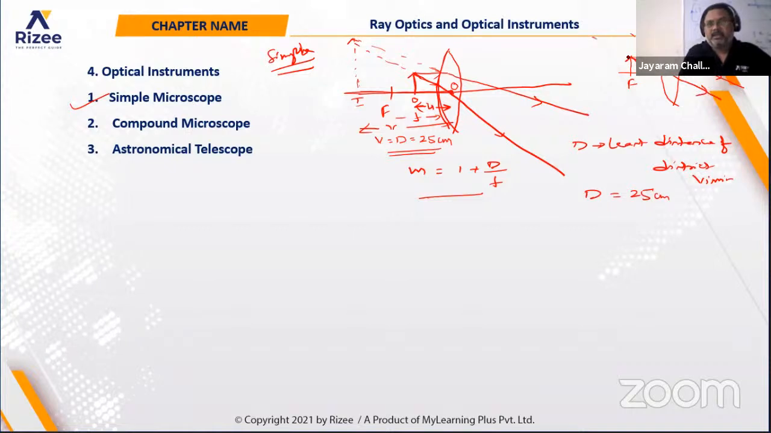So these are your conditions. When you want to have the image at infinity, we have to place the u value exactly at the focus. We have to place u equal to f, the focus of this particular converging lens that we are using. So please remember these things.